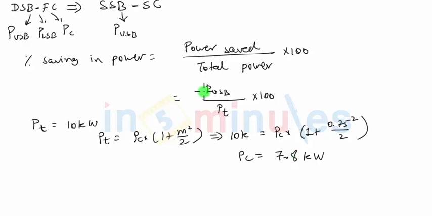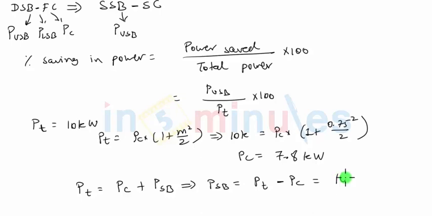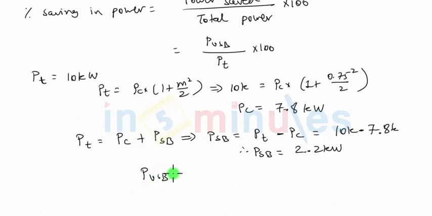kilowatts. So now I need the power in the upper sideband. We already used this formula: the total power is the carrier power plus the total power in the sidebands. So the total power in the sidebands will be PT minus PC, which is equal to 10K minus 7.8K. Therefore, the total power in the sidebands becomes 2.2 kilowatts. Now, the power in the upper sideband or in the lower sideband, whichever you want, is exactly the same. It is always the sideband power divided by 2. So that will be approximately equal to 1.1 kilowatt.